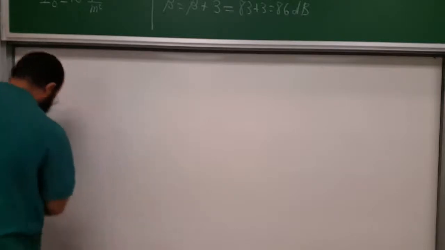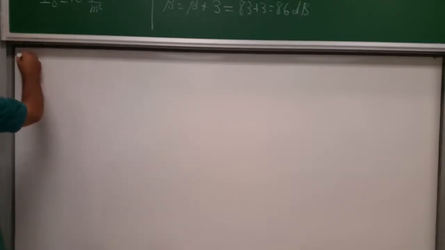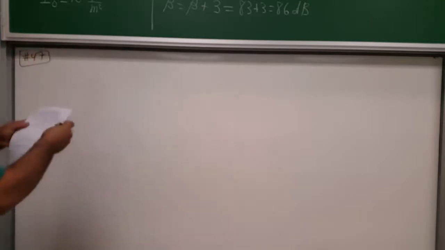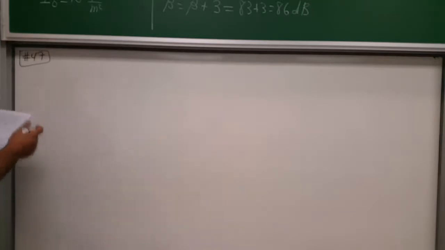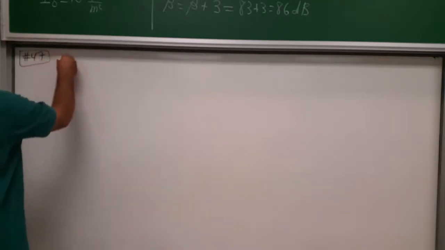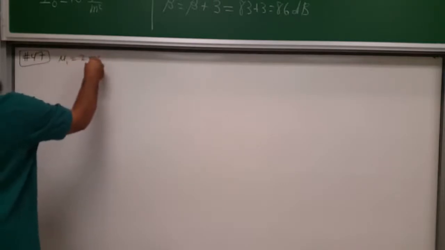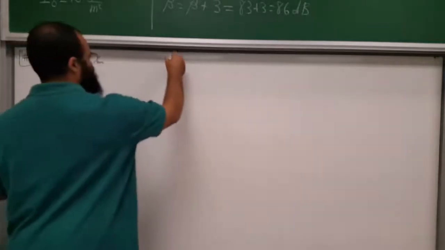Just erase the whole thing. Number 47. String 1 has a linear density of 2 grams per meter, so mu1 is 2 grams per meter. We have the following situation.